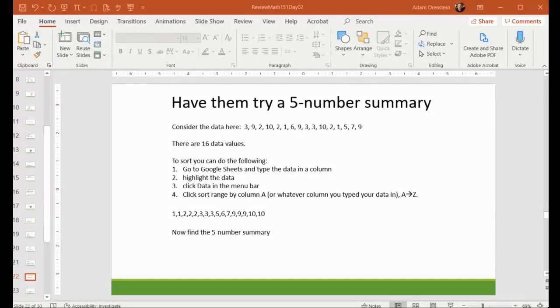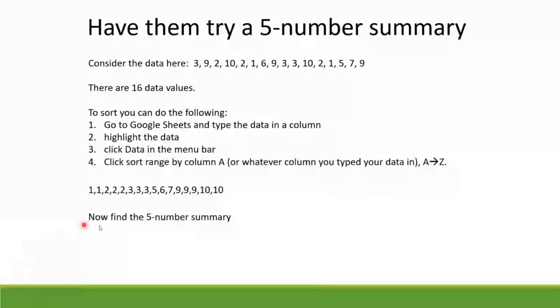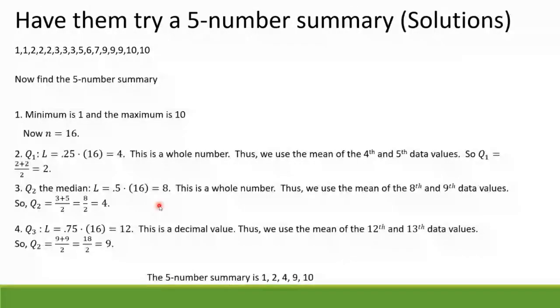Okay, so let's do this together now. Again, the data is already sorted for you, right? We're going to find the 5-number summary. Notice that with it being sorted, we can see the minimum is 1 and the maximum is 10. So we have 2 of the 5 numbers already.